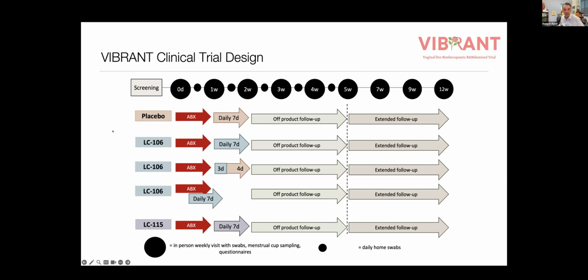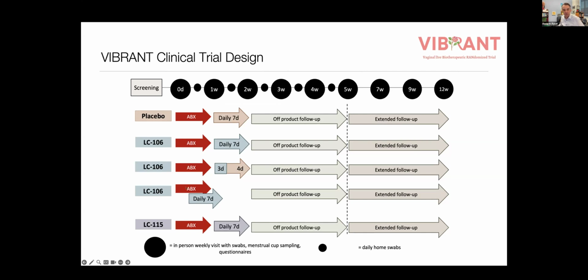And here's the design of the trial. There are 5 arms in the trial. Obviously a placebo. It's after oral metronidazole, given 7 days daily. And the idea is to look for colonization at 5 weeks as well as 12 weeks for an extended period. The LC106 is given daily. We also have a shorter dosage of 3 days. And then we have another arm where we deliver the LBP at the same time as metronidazole.